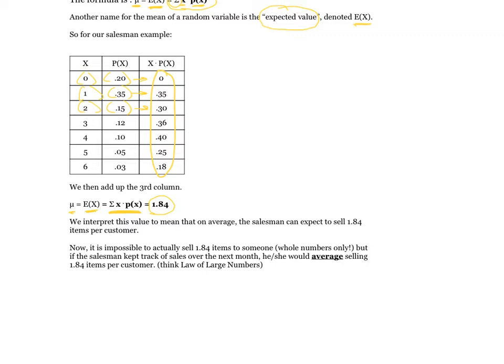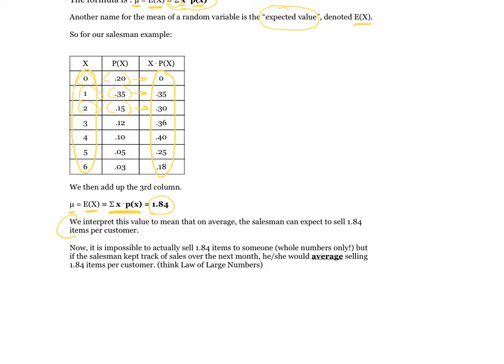So what does this mean? And of course, in statistics, we're always looking for interpretations. What does this mean in real life? So we interpret this value to mean that on average, the salesman can expect to sell 1.84 items per customer. Now, obviously, you can't really sell someone 1.84 items. You'd have to sell them one of the numbers in the table, so anywhere from 0 to 6 whole numbers.